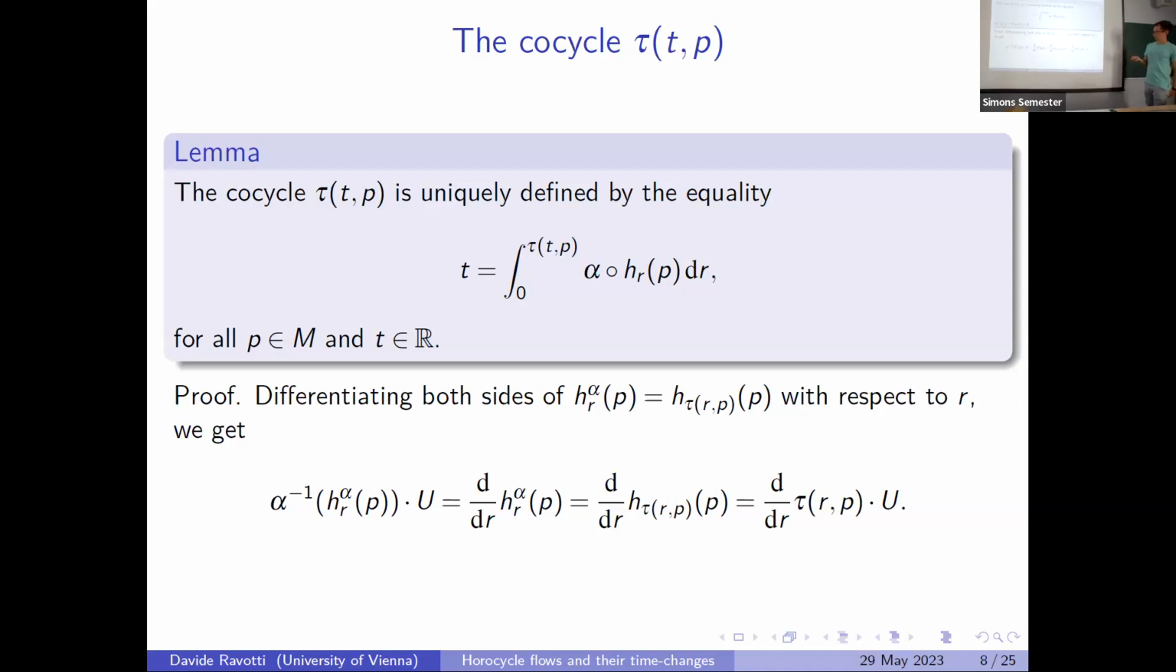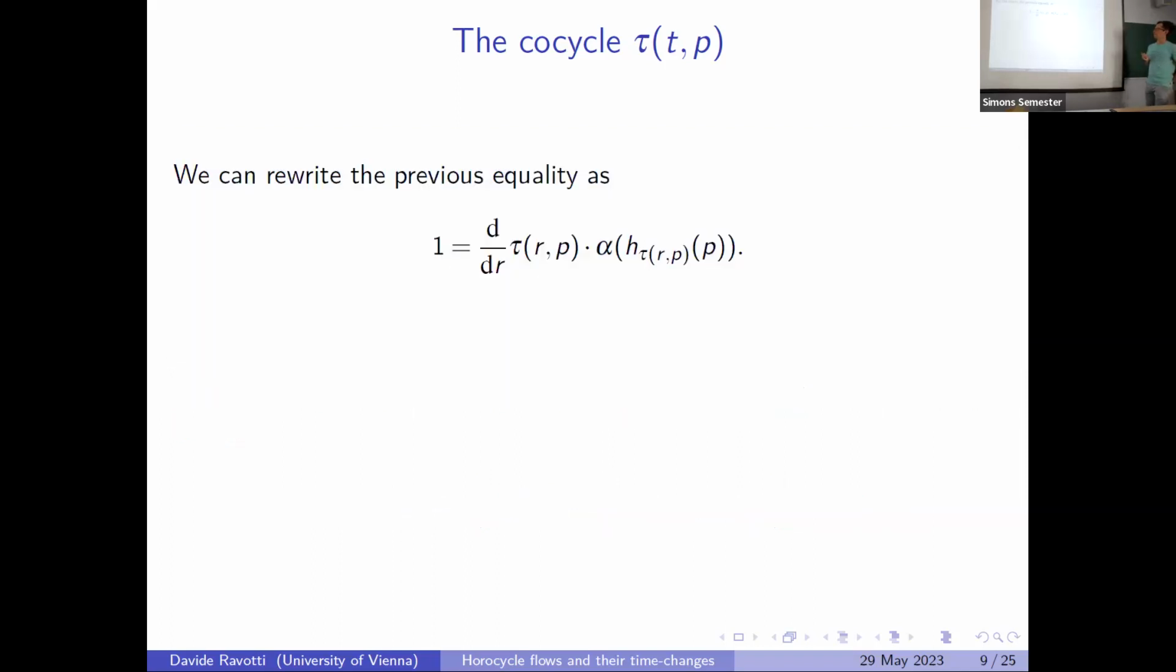And this derivative is going to be equal to the derivative of this guy with respect to R. By the chain rule, this is going to be the derivative of tau of R of T with respect to R times the tangent vector generating this flow, which is just U. So this is telling me that the derivative of tau with respect to R is going to be equal to 1 over alpha evaluated at the point H alpha of R at T. Or if you multiply both sides by alpha, you get that 1 is equal to the derivative of tau with respect to R times the value of alpha at the point.